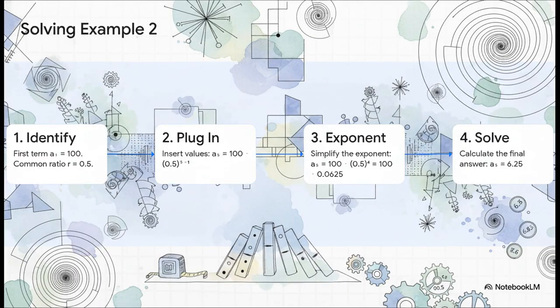Our first term is 100. Our common ratio is 0.5. We're looking for the 5th term, so n is 5. We plug it in, that gives us 100 times 0.5 to the power of 4. Punch that into a calculator, and you get 6.25. See? Same formula, works every time.